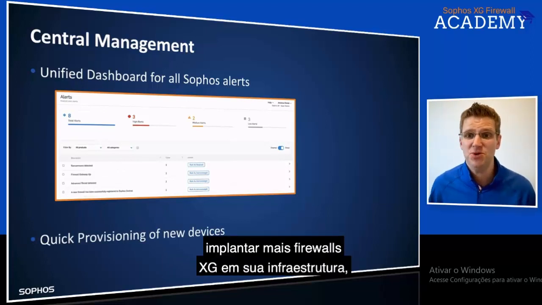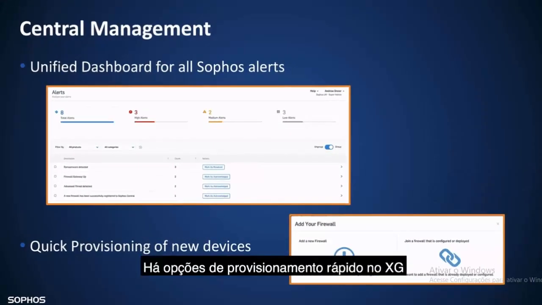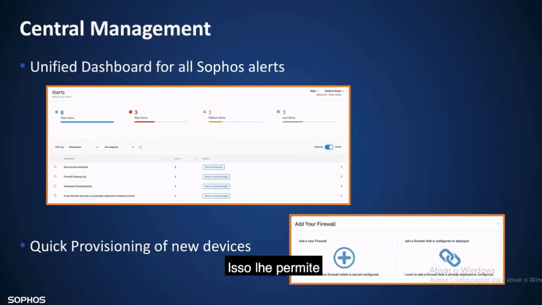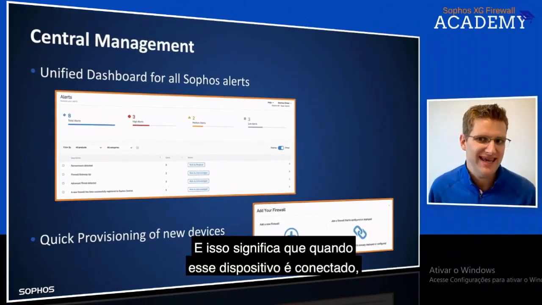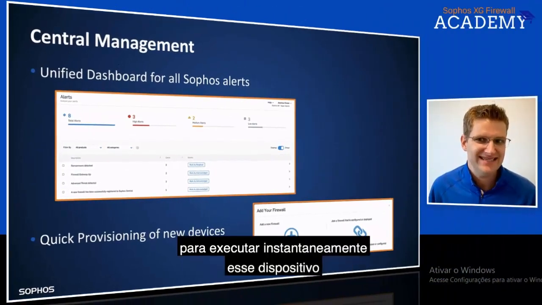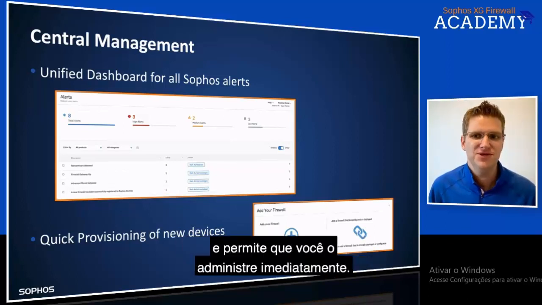Should you want to deploy more XG firewalls to your infrastructure, it's very easy to do. There are quick provisioning options within the XG to add new devices via serial number. What that in turn allows you to do is build a quick configuration that you can put on a USB stick, plug into that XG and send directly out to site. When that device is plugged in, it uses that config to instantly provision the device and get it connected to Sophos Central, and allows you to administer it straight away as a result.